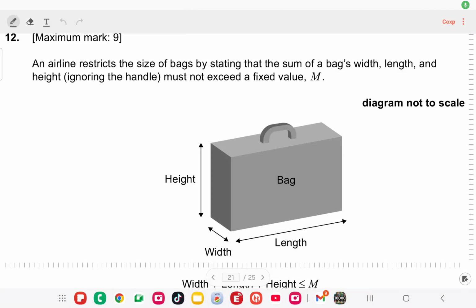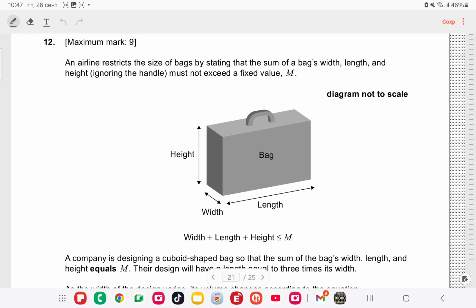Considering the AISL Paper 2, May 2025, Time Zone 1 exam paper. This is question number 12. Let's make a short overview. This is worth 9 marks, so let's consider what it is about.